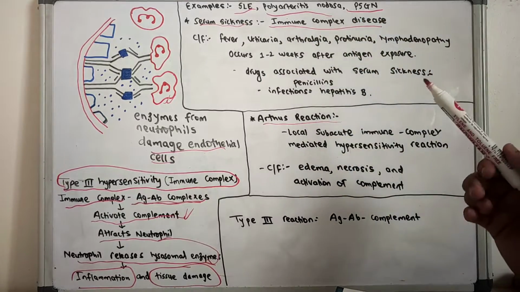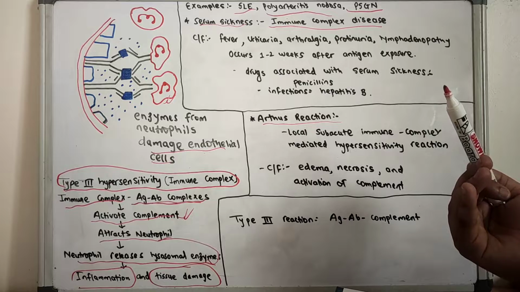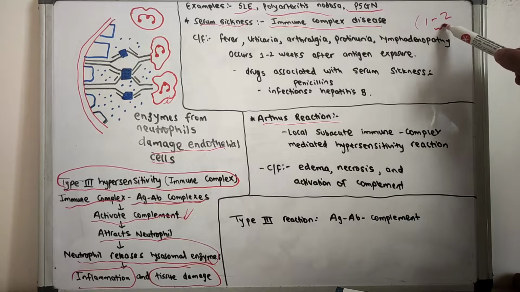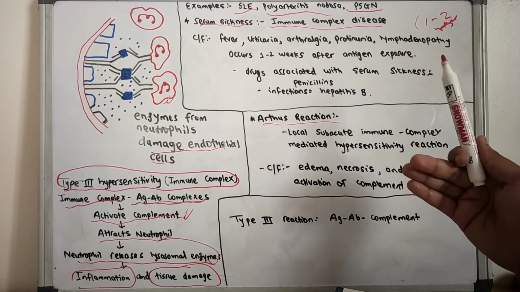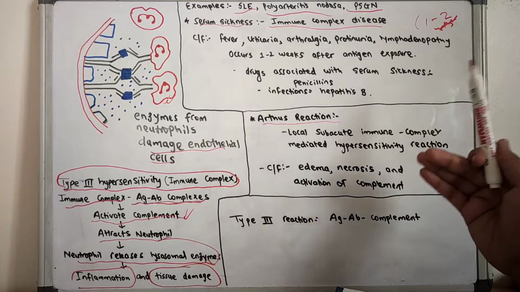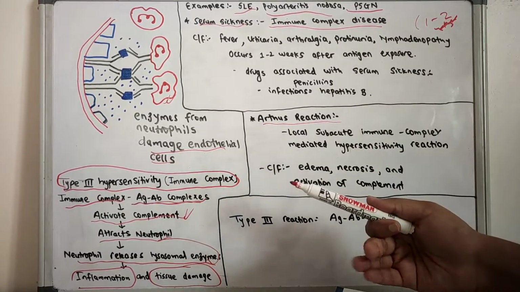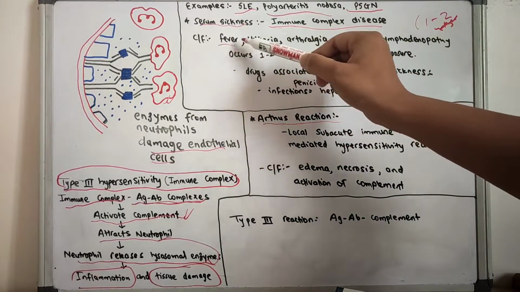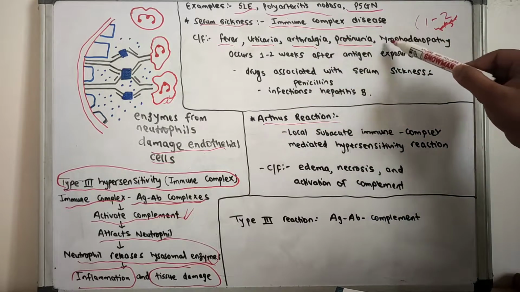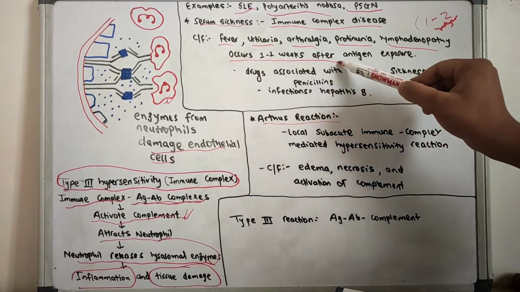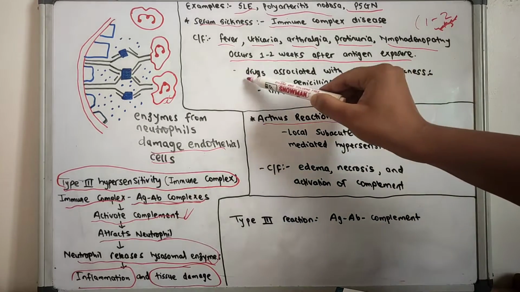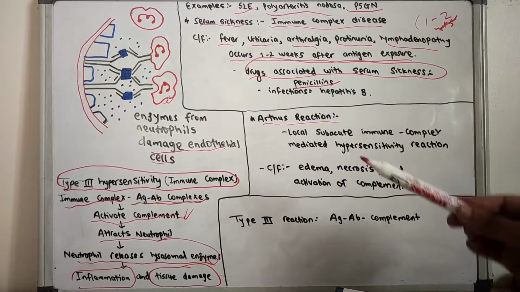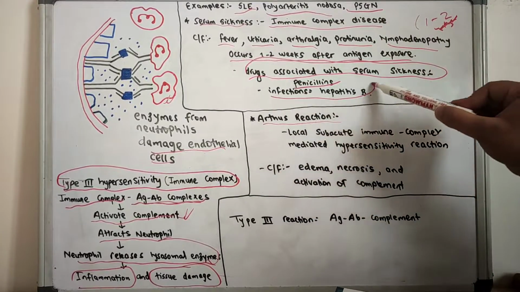prototypic immune complex disease. Here the same mechanism occurs. The antibodies to the foreign proteins are produced 1 to 2 weeks later, and antibody antigen complexes form and are deposited in the tissue. This causes complement activation, inflammation, and tissue damage. The various clinical features of serum sickness are fever, urticaria, arthralgia, proteinuria, and lymphadenopathy, which occur 1 to 2 weeks after the antigen exposure. There could also be a drug associated with serum sickness, mainly penicillin. And various infections can also cause serum sickness, such as hepatitis B.